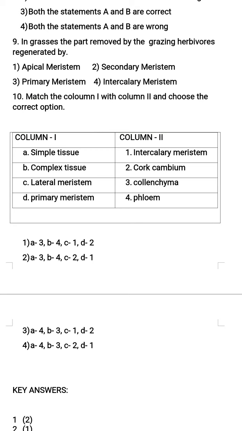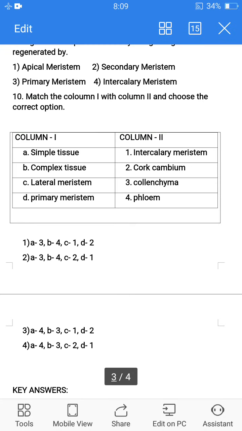Next, primary meristem, D. The primary meristem is nothing but intercalary meristem. So D is matching with the 1 in column 2. So with this context, the correct answer is, the correct option is option 2. It means A with 3, B with 4, C with 2, D with 1. Understand? So hope you understood this explanation, students.